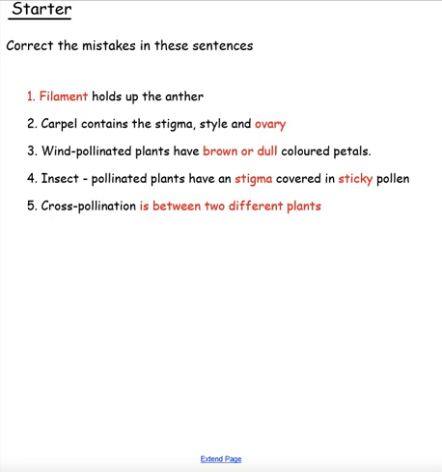Now you can check your answers. So we should have said the filament holds up the anther. The carpel contains the stigma, style and ovary. Those are the female parts of the flower. Wind-pollinated plants have brown or dull-coloured petals because there's no need for them to be colourful. Insect-pollinated plants will have a stigma covered in sticky pollen so that it can get stuck to the insects that come to it. And cross-pollination occurs between different plants.